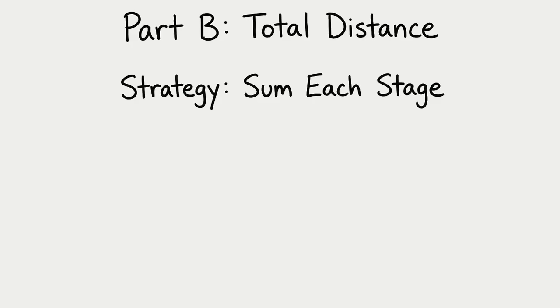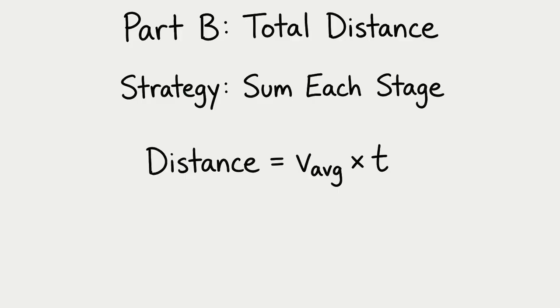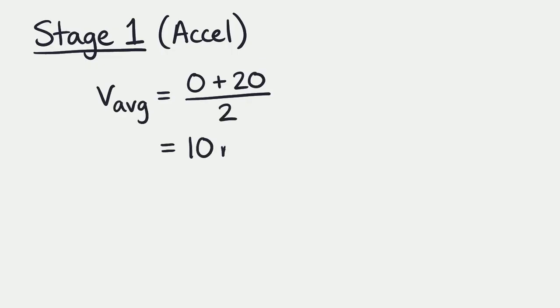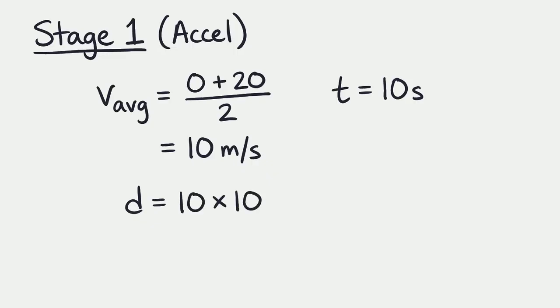With constant acceleration, a very intuitive way to find distance is to use average velocity times time. When acceleration is constant, the average velocity is simply the initial velocity plus the final velocity, divided by 2. For the first stage, the initial velocity is 0 and the final velocity is 20 meters per second. The average velocity is therefore (0 + 20) / 2, which is 10 meters per second. The time for this stage is 10 seconds. Distance equals average velocity times time. So the distance traveled while speeding up is 10 times 10, which is 100 meters.